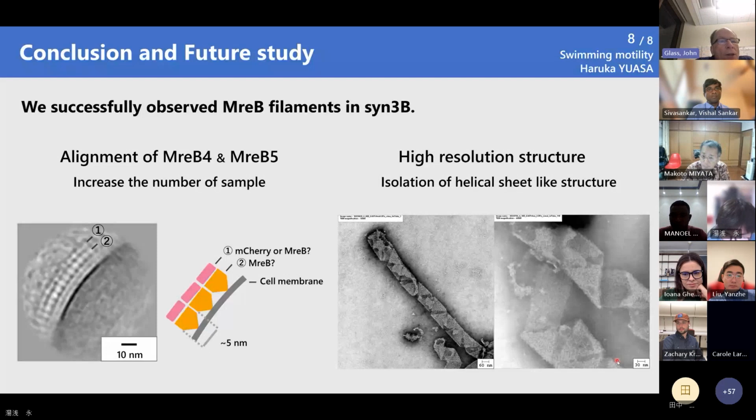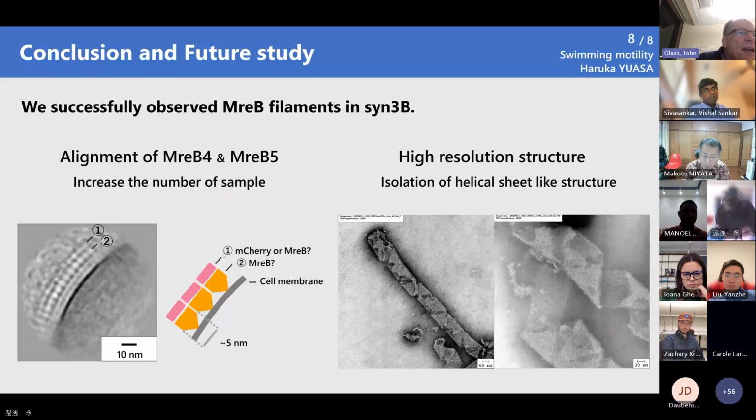So what will you do? What is your next plan with this? Next plan is to take more pictures to visualize finer structure of MreB and mCherry, to distinguish MreB5 and MreB4.